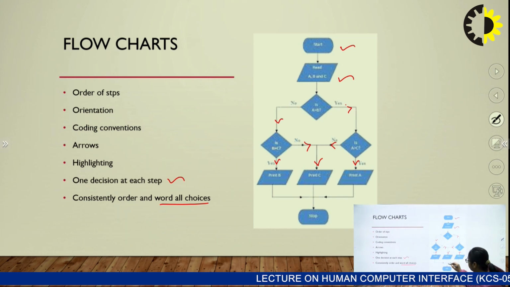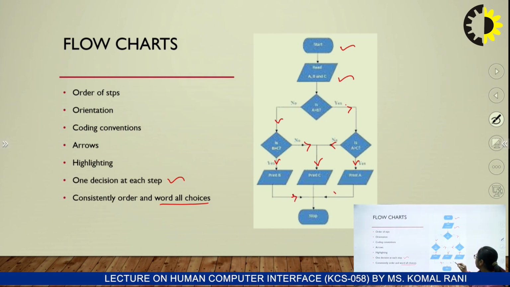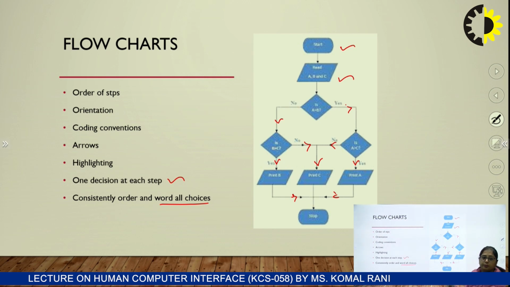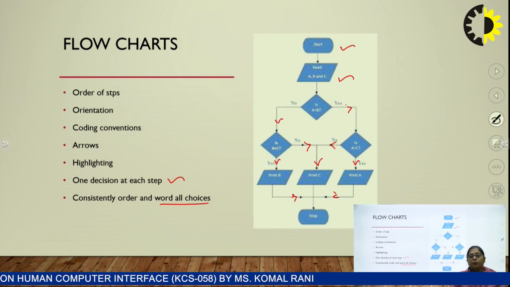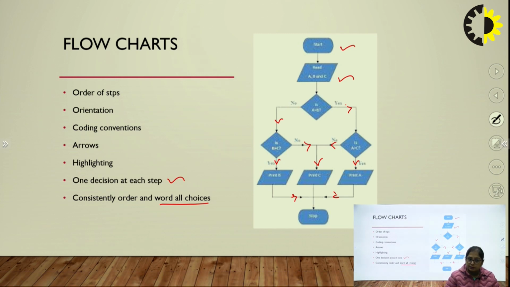And finally you have to stop. If not, then you have to move like this: print A and print B. So this is the flow chart to find whether A is greater than B, and out of 3 numbers which is greater basically. Flow charts have some conventions, and based on those conventions, everything has its own meaning.